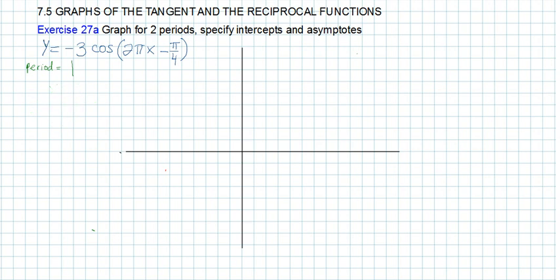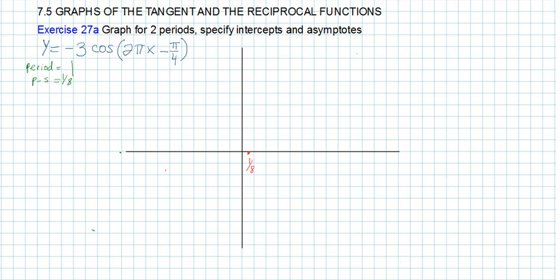Now let's do, this one has a phase shift. For the phase shift, I do 2 pi x equals pi over 4. So I divide both sides by pi, and I divide both sides by 2. So now I have 1 over 8. So the phase shift is 1 over 8. Let's put the phase shift before we forget. So the phase shift is at 1 over 8.